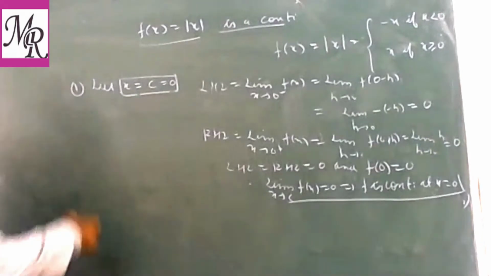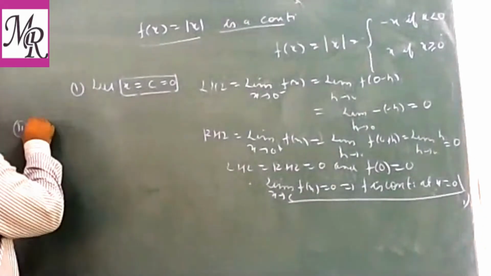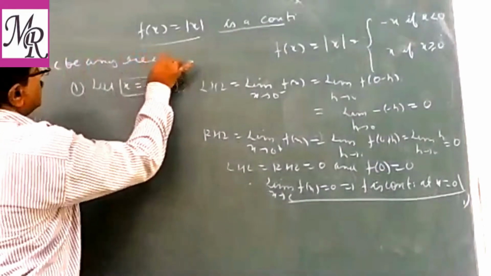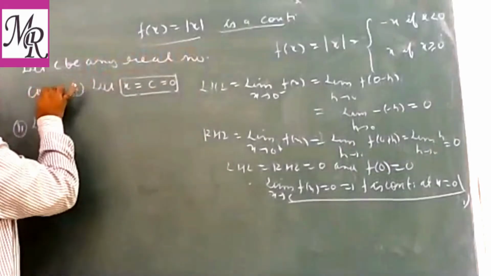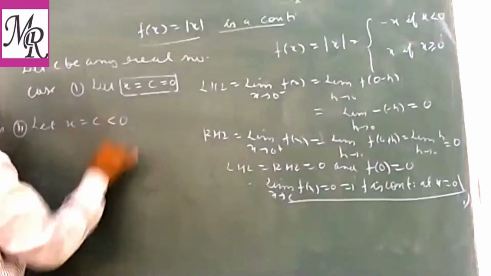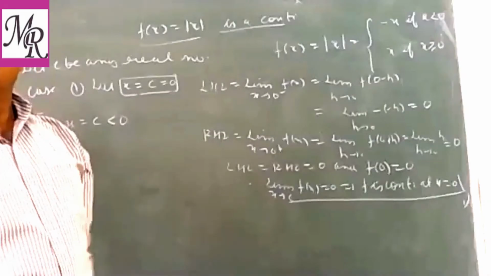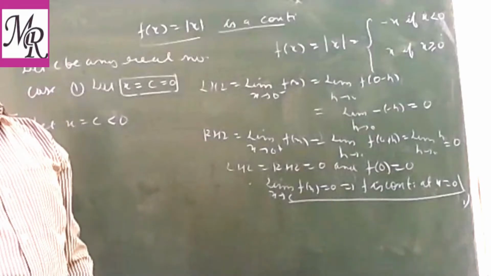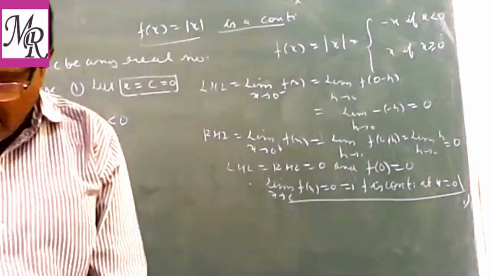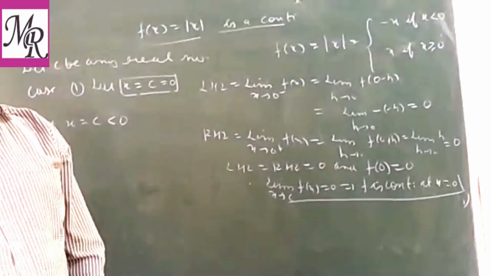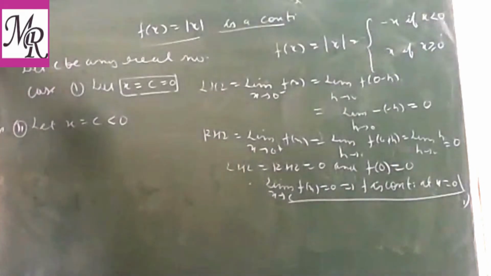Here, let c be any real number. यहाँ लिखिए let c be any real number. ये केस आपका फर्स्ट था. सेकंड केस let x equal to c and c is less than 0. It means c is negative, right? When we are taking x equal to c and c is less than 0, means c is negative. Clear? And value of f(x) will be negative because when x is less than 0.